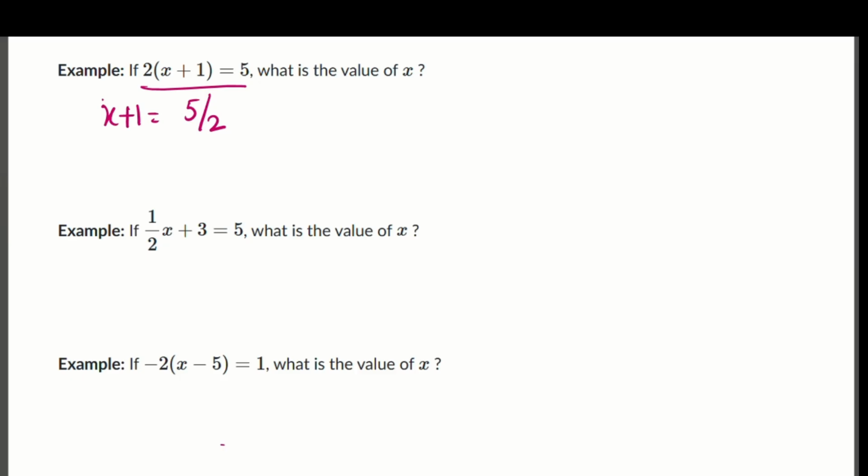When we shift a multiplied term to the right hand side, it becomes divided, and x is equal to 5 by 2 minus 1. That is, 5 minus 2 upon 2, we take the LCM here, so the x value would be 3 by 2.